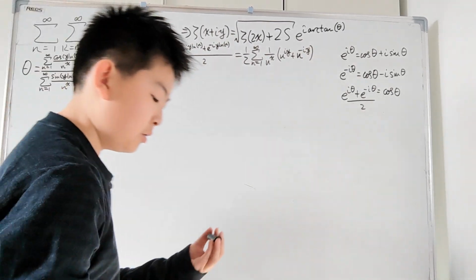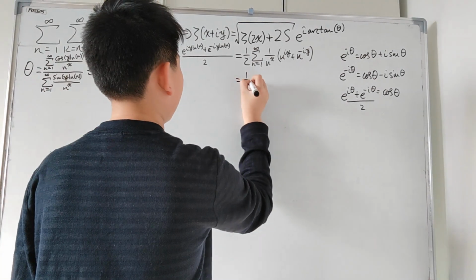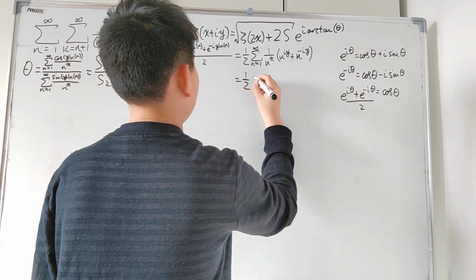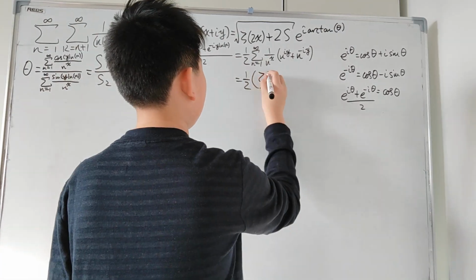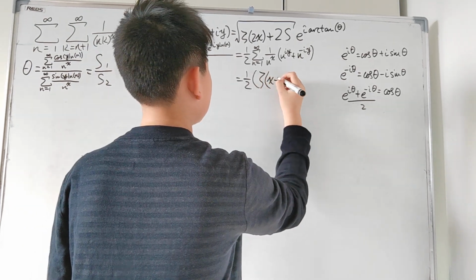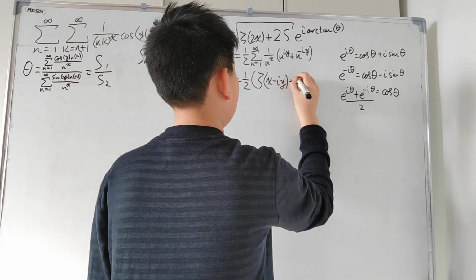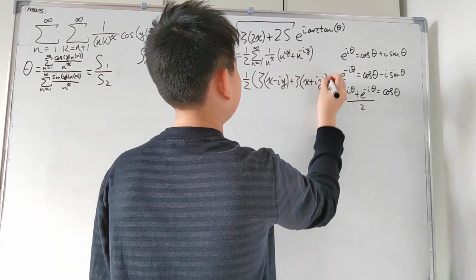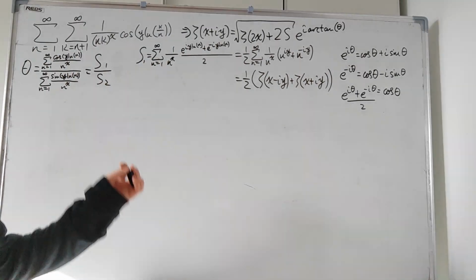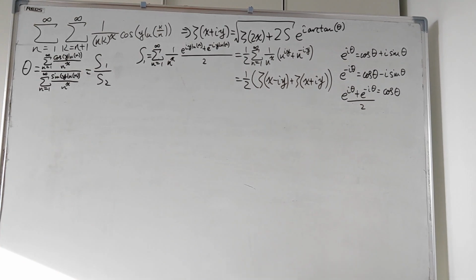And then we can use the definition of the Riemann zeta function again. So we have here S1 is equal to 1/2 times, I'll use parentheses, Riemann zeta of x minus iy, right? And then plus Riemann zeta of x plus iy. And this is the value of our top expression.